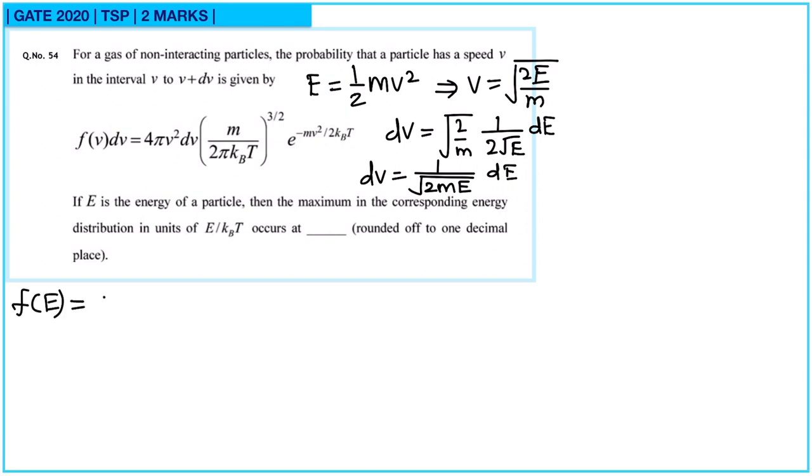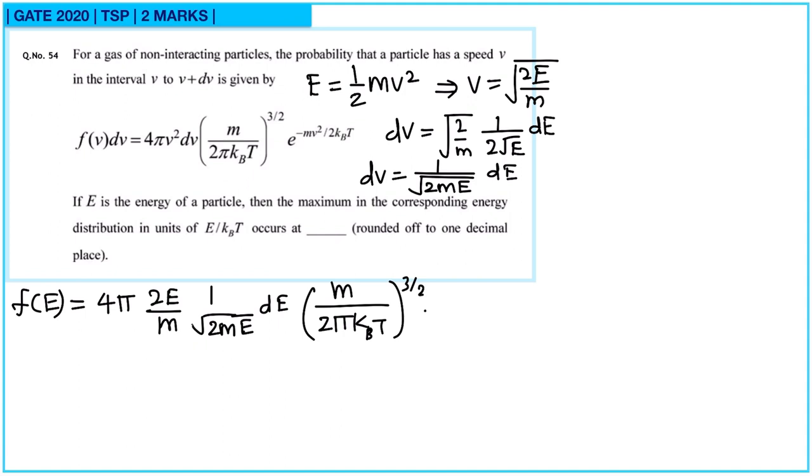So f of E is equal to 4 pi V squared, where V squared is 2E by m. So 2E by m into dV, but dV is equal to 1 upon under root 2mE into dE. Then we have this constant, m upon 2 pi kT, whole thing raised to 3 by 2, and e raised to minus mV squared by 2kT, so this will be minus E by kT. So this is the expression that we are having.